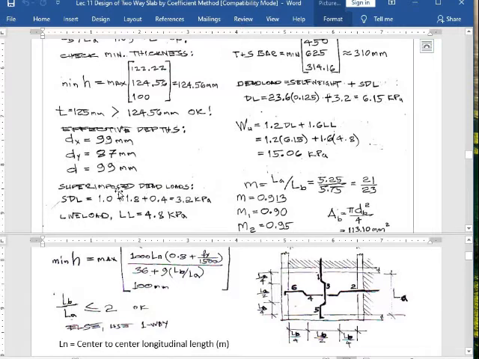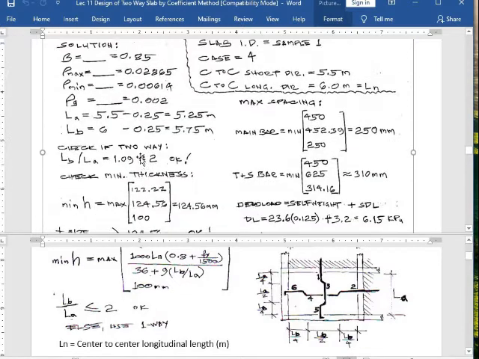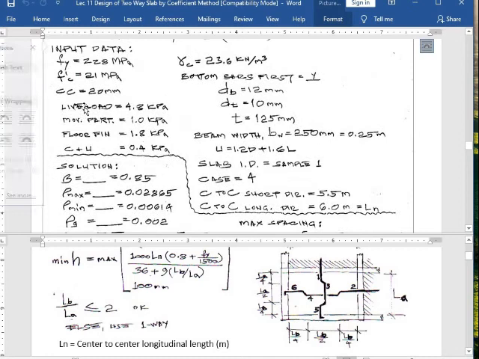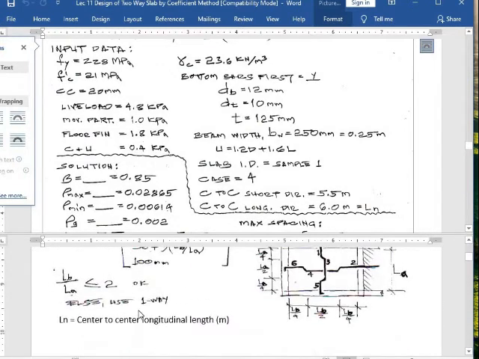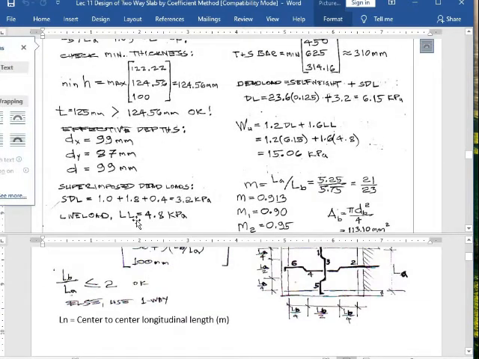Next is pag-compute naman ng superimposed dead loads. Yan yung mga binubuhat ng slab. Okay, ang binubuhat ng slab, yan yung live load, movable partition, floor finish, and ceiling utilities. Okay, superimposed dead loads, that is 1 plus 1.8 plus 0.4, will give you 3.2. Next, you have the live load na 4.8.